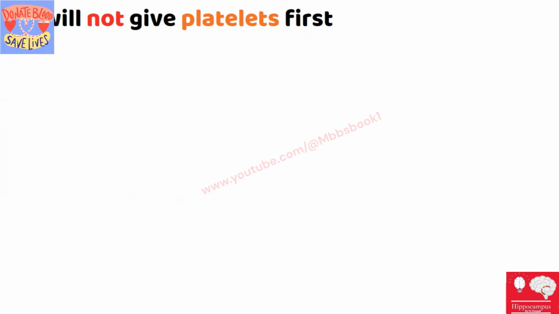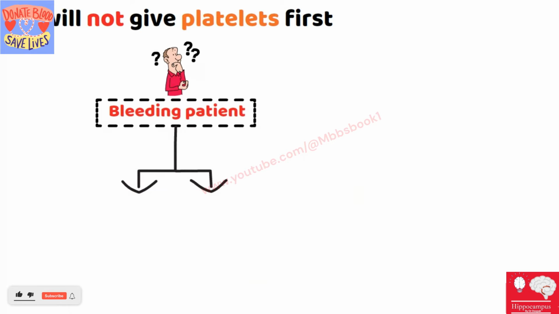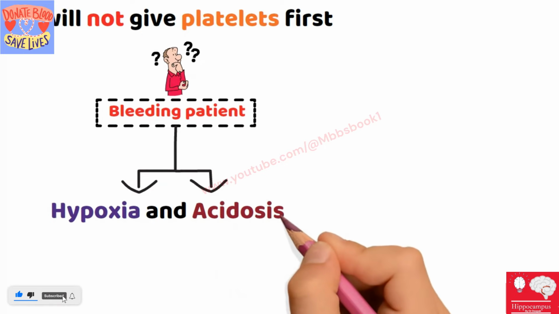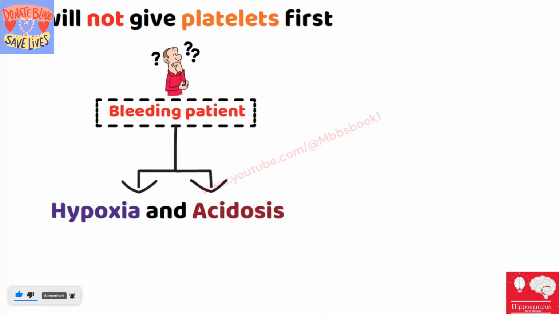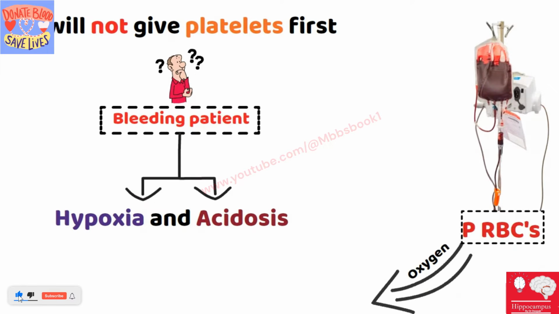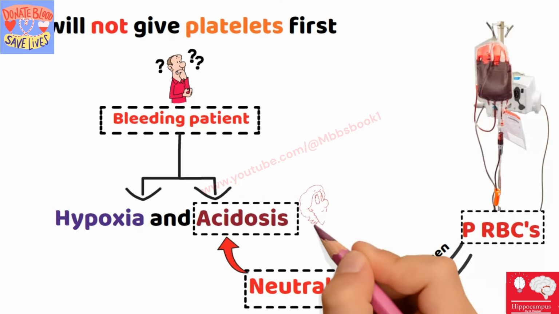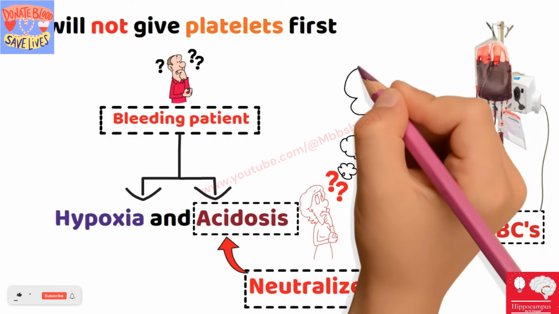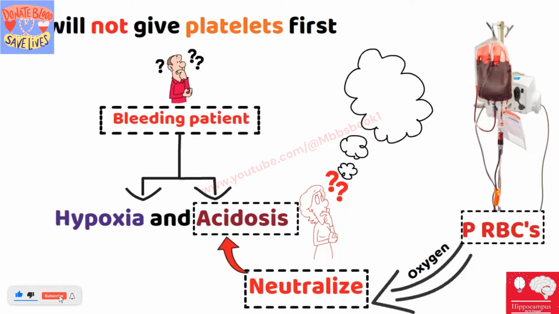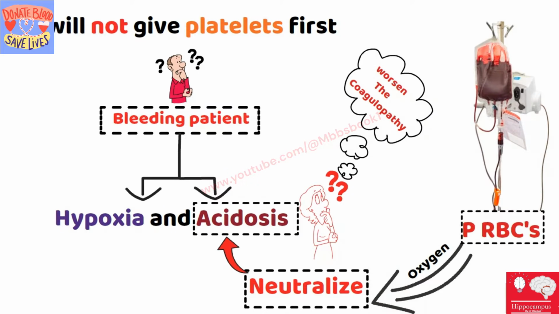Now, please understand that we will not give platelets first in a bleeding patient, because in a bleeding patient, due to exsanguination of blood, there is hypoxia and there is acidosis. Therefore, to neutralize that hypoxia and the acidosis component, we need to give PRBCs, which will carry oxygen and will neutralize the acidosis component. So why are we worried about the acidosis component? Because acidosis will impair the ability of the blood to clot. That will worsen the coagulopathy in the patient.